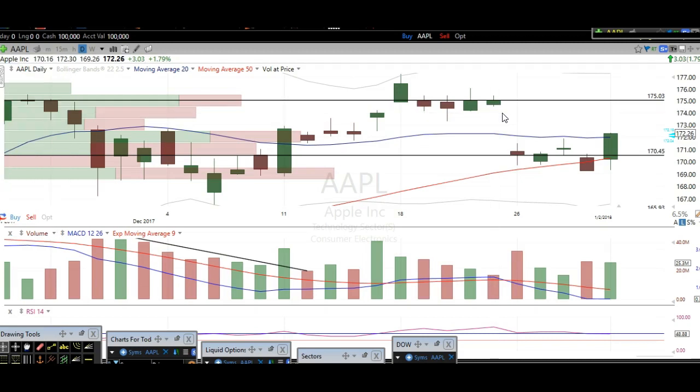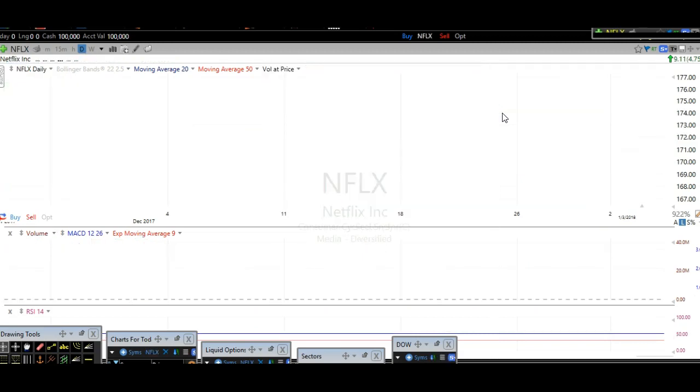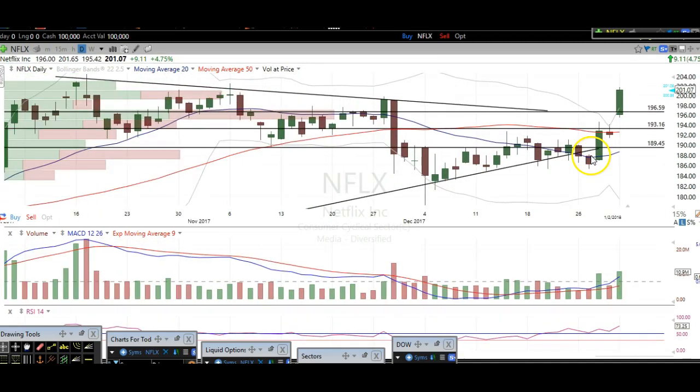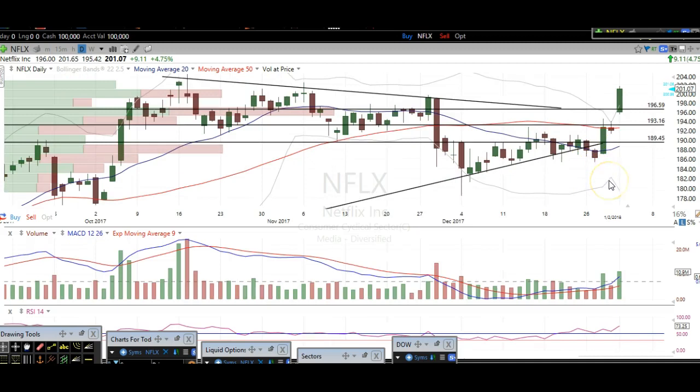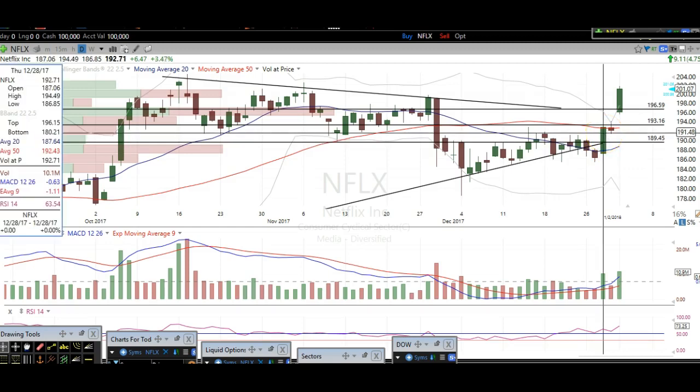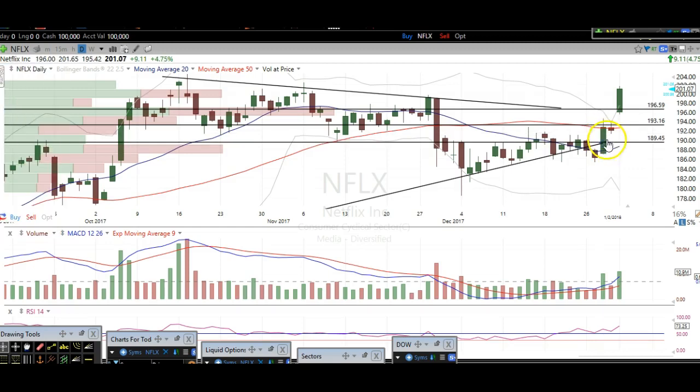The next one we're going to take a look at is Netflix. Netflix, just a huge move today. And we turned bullish here on Netflix last week, right here on Wednesday, I believe. Oh, this is Thursday. That's when we turned bullish here on Netflix, and that's because of, I'm going to go over exactly why right here.